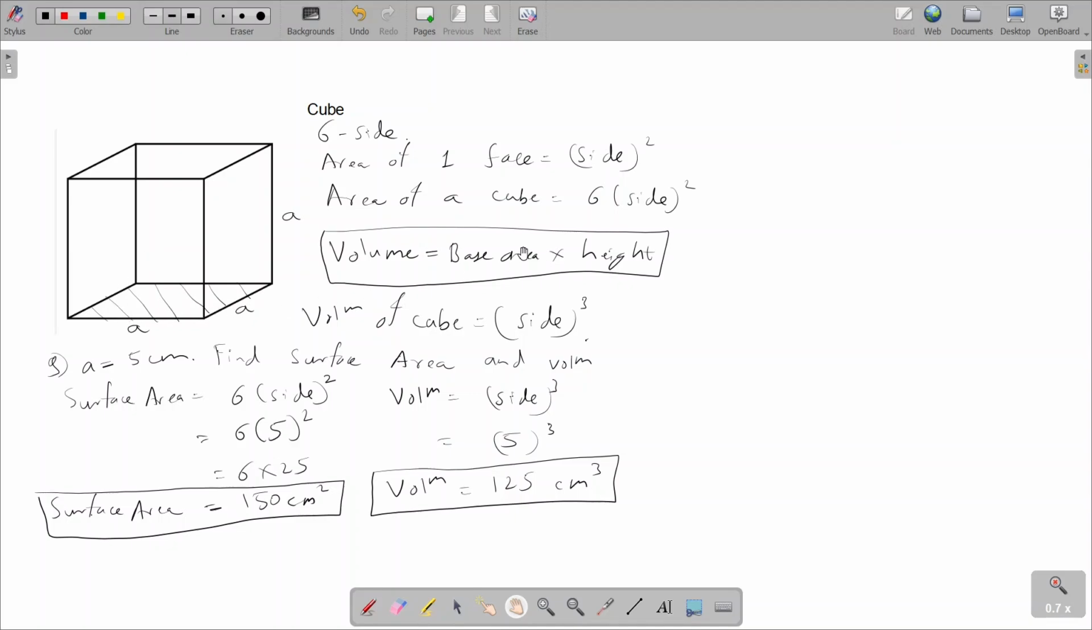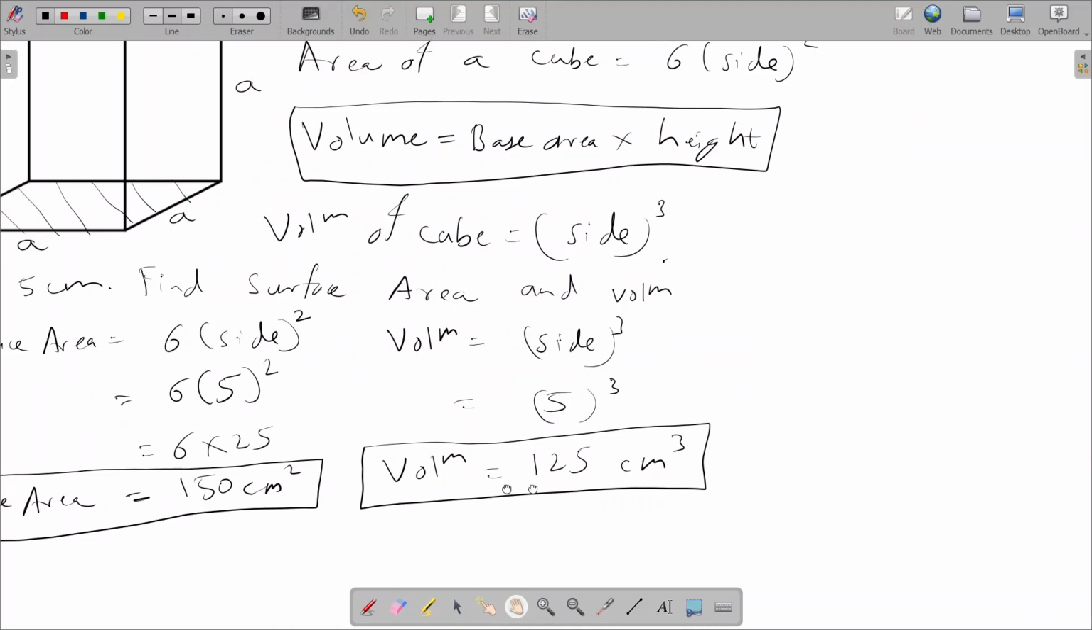The formula for volume in any shape is base area into height. The base area of a cube is a square. The height is a. So you have to multiply a into a into a, you will have a cube. So this is the sum which is done. So please copy and let's go for the next shape.